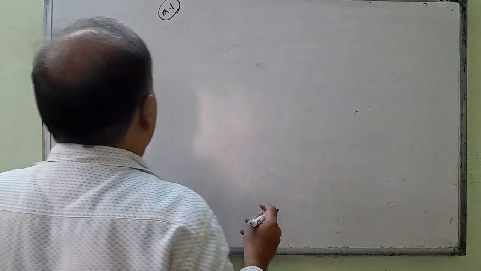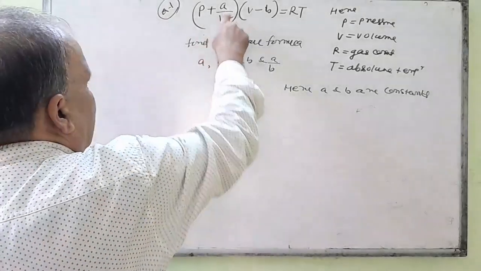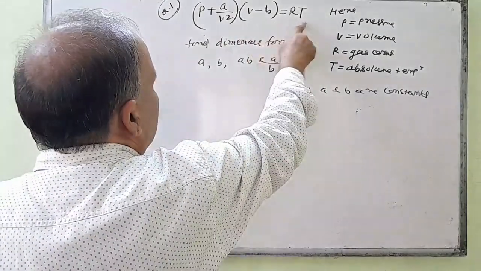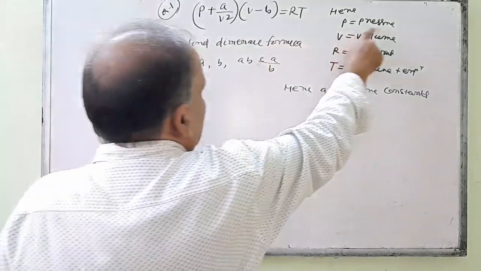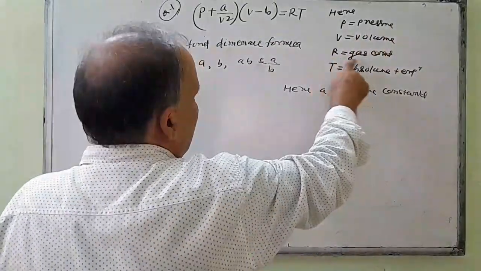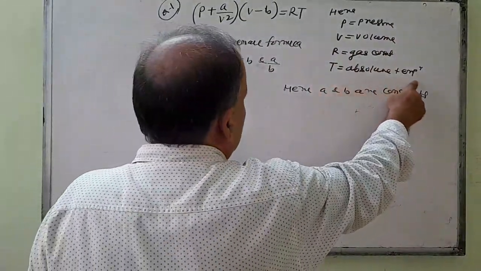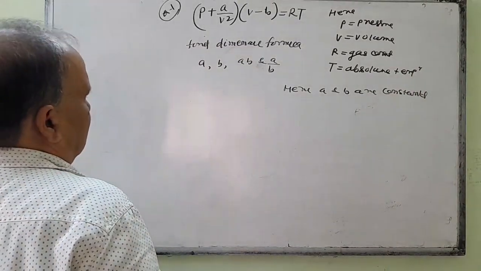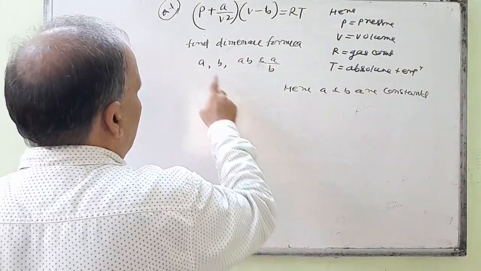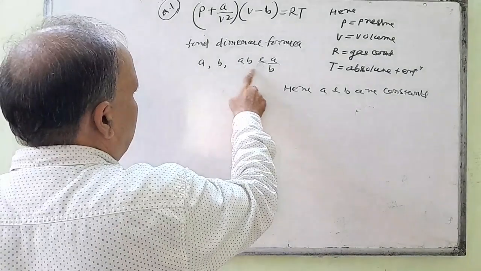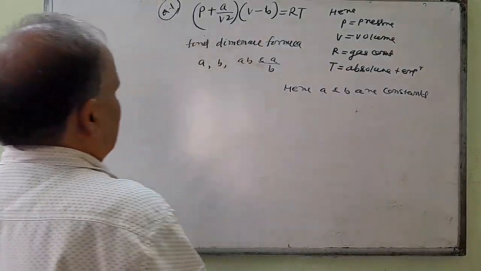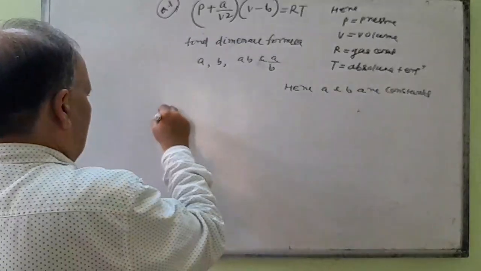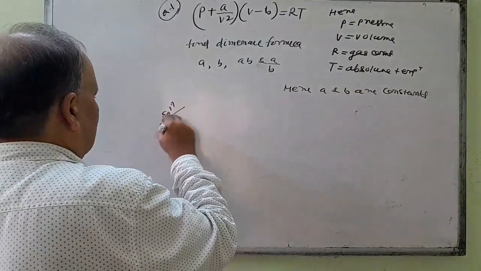Some miscellaneous problems. P plus A by V square into V minus B is equal to RT. Here P is the pressure, V is the volume, R is a gas constant, T is absolute temperature. Find the dimensional formula of A, B, AB and A by B. Here A and B are constants. You see, how can you do it?